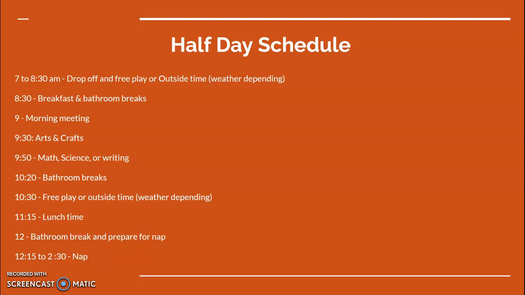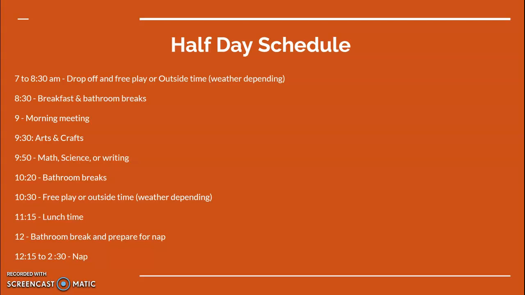9:30 is arts and crafts, and I try to make sure that we do at least one arts and craft each day because children really enjoy doing it and it gets them hands-on. 9:50 is math, science, or writing, and that's all depending on which day of the week it is or what activities are in the weekly lesson plan.